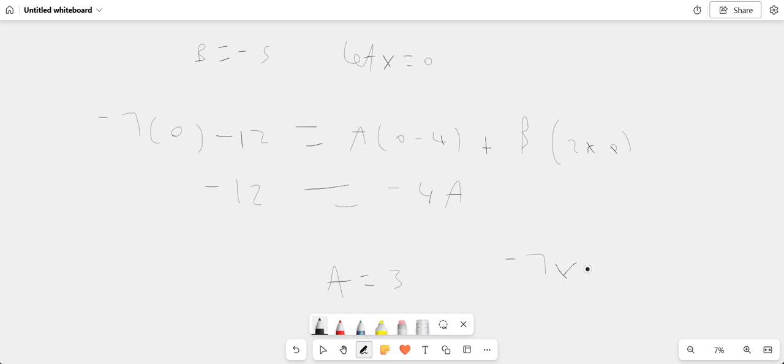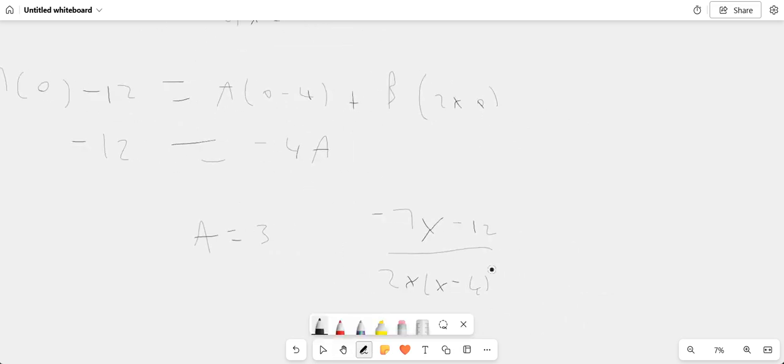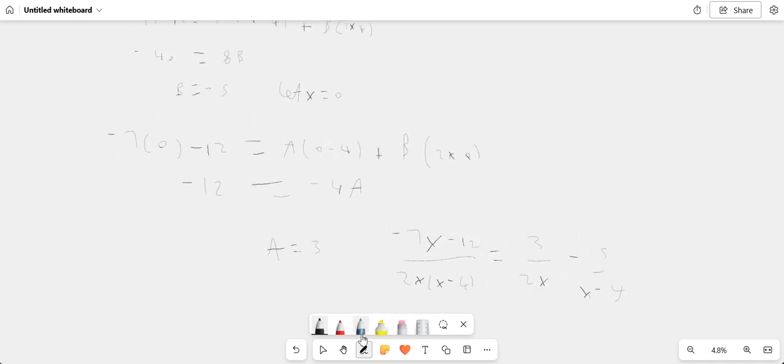So now I can say that minus 7x minus 12, the final product here, over 2x open bracket x minus 4, is equal to 3 over 2x minus 5 over x minus 4. And that's the end there.